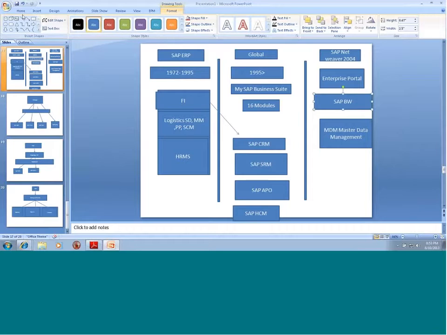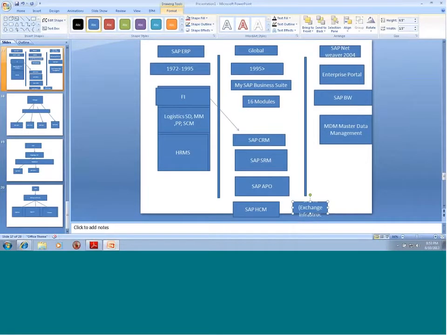So there was one more piece of information. During the globalization time, there was also another tool called SAP XI, which is Exchange Infrastructure. You would have commonly heard of it.